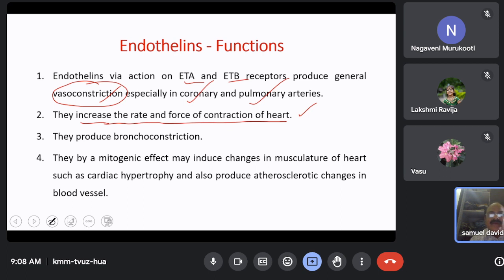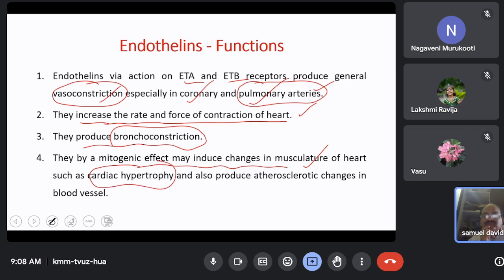At the same time, as it is involved in vasoconstriction of pulmonary arteries, it is also producing bronchoconstriction. That means the vasoconstriction in the walls of the blood vessels supplied to the lungs is called bronchoconstriction, leading to the constriction of the lungs. They, by mitogenic effect, also induce changes in the musculature of the heart, so that it leads to cardiac hypertrophy.